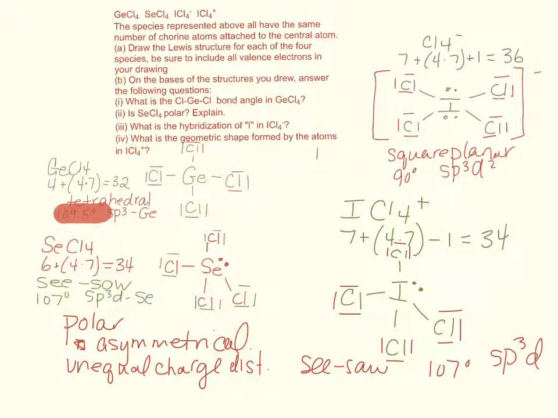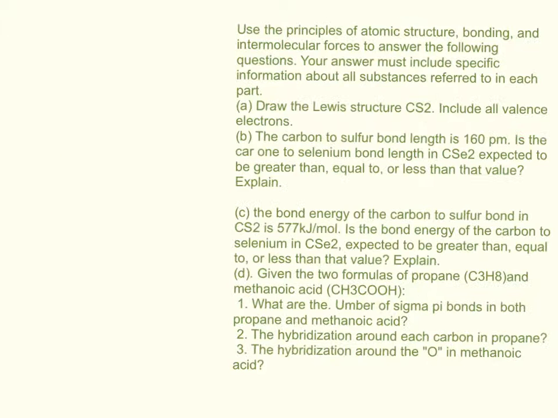What is the hybridization of I in ICl4 minus? I believe we addressed that. It was ICl4 minus. And that is sp3d2. And what is the geometric shape formed by the atoms in ICl4+? We already addressed that. It was seesaw. All right, let's look at the next one.